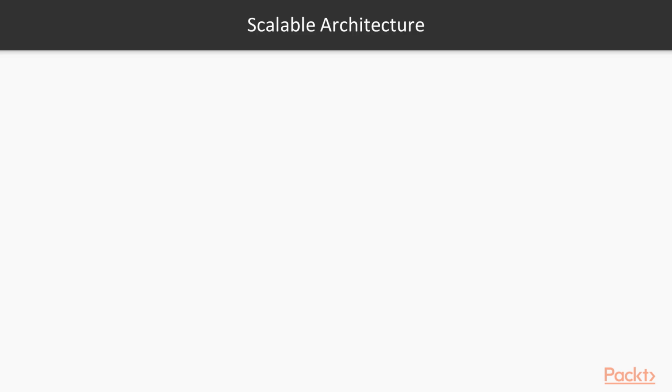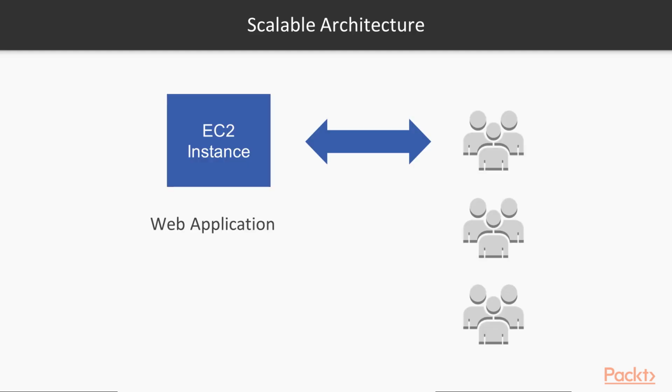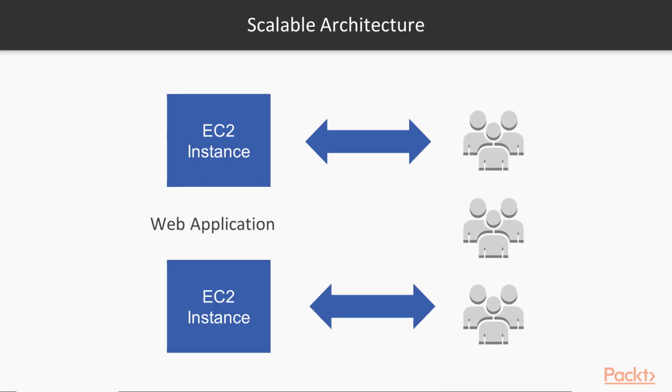So in a scalable architecture, again, you have your users who are hitting your web application, but when the number of users start to increase, then you have another EC2 instance that's part of your entire architecture. So here you will have your web application split across two EC2 instances.